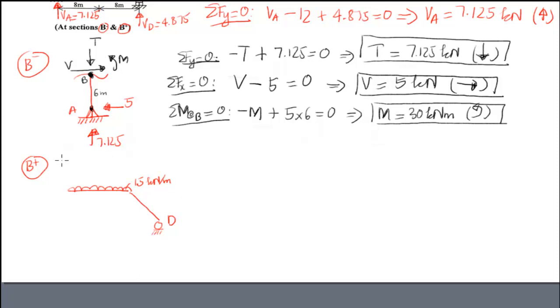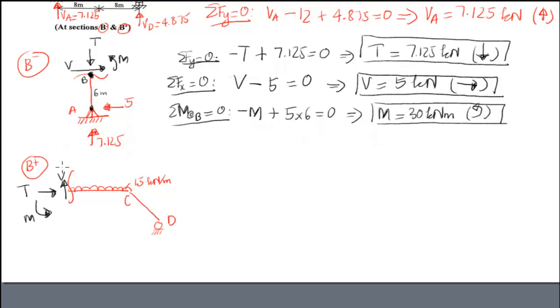Okay, so now the cut section is right here, and this is C, and now we apply TVM on the cut here. So for TVM, I choose T going this way, V upward, and moment going this way. This is my assumption. You can go with your own assumption as well.